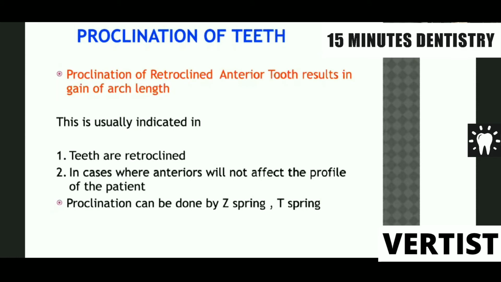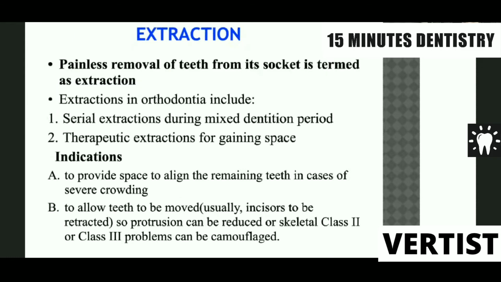Proclination of retroinclined anterior teeth. Yes, whenever we procline the anterior teeth, it results in gain of arch length and therefore we gain space to correct our malocclusion. This is usually indicated whenever the teeth are retroclined, in cases when the anteriors will not affect the profile of the patient, and proclination can definitely be done with a Z spring or a T spring.